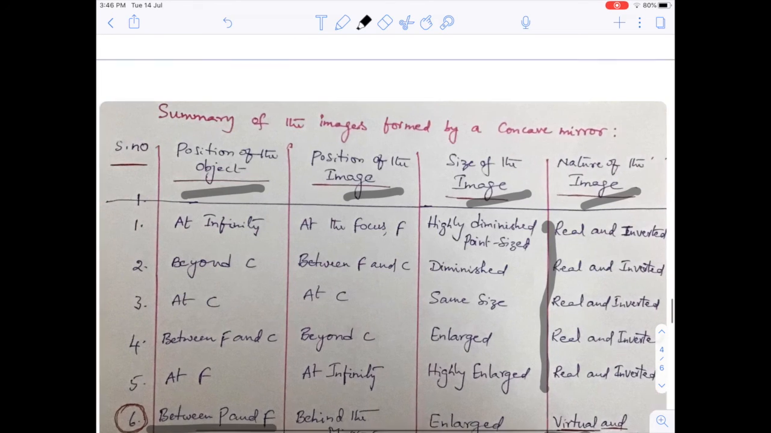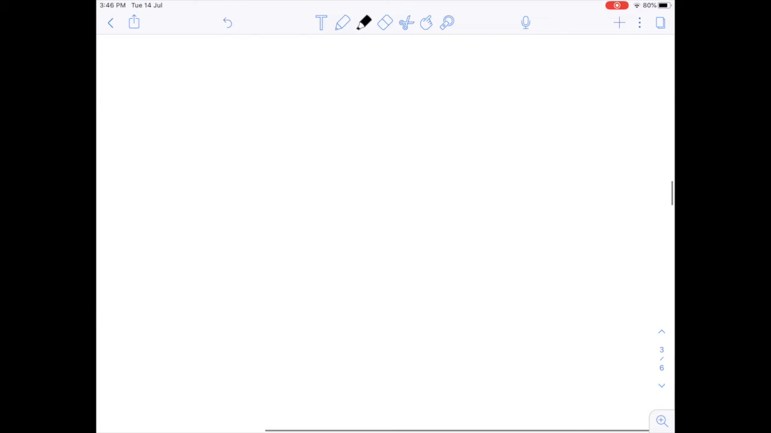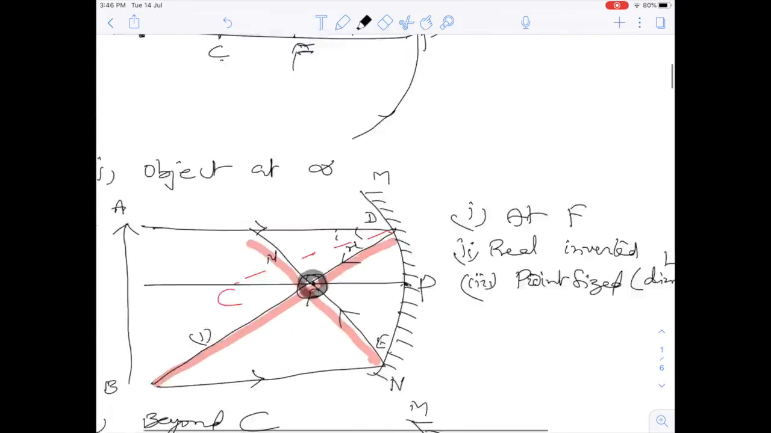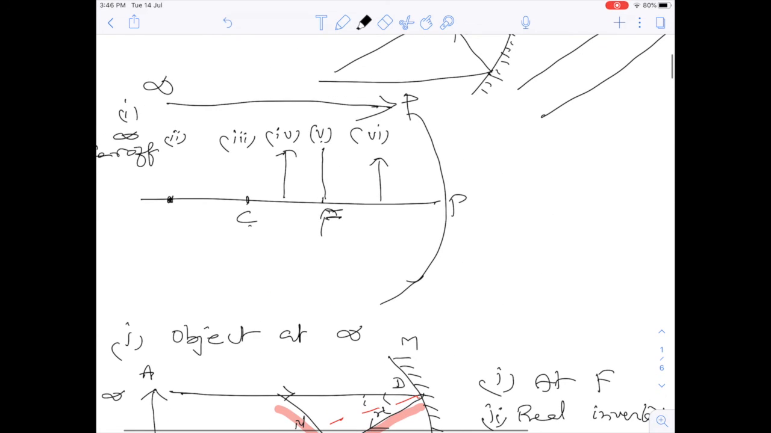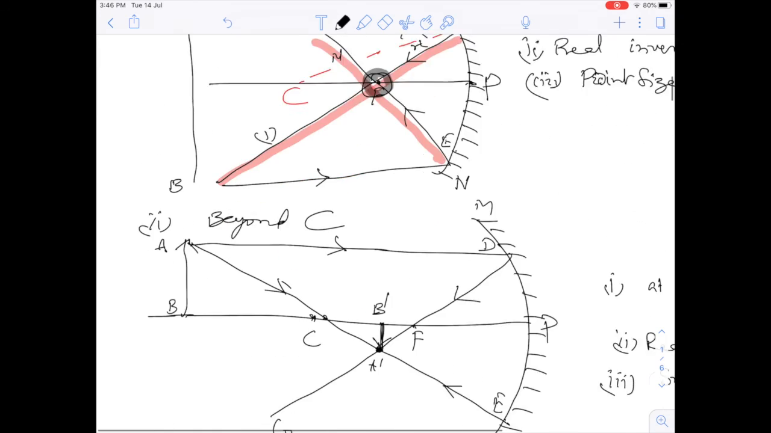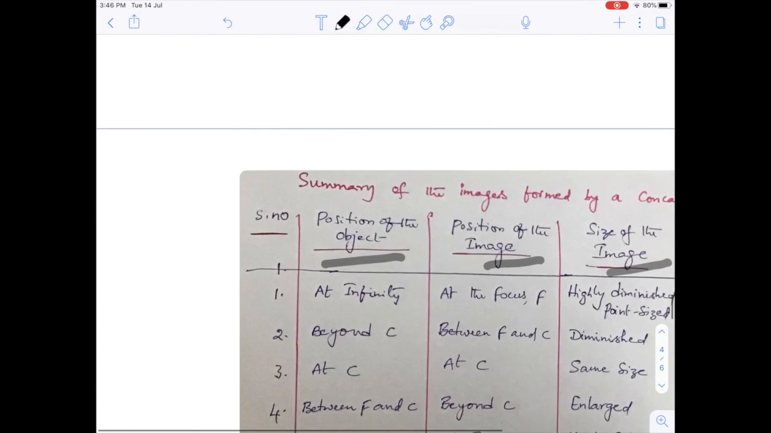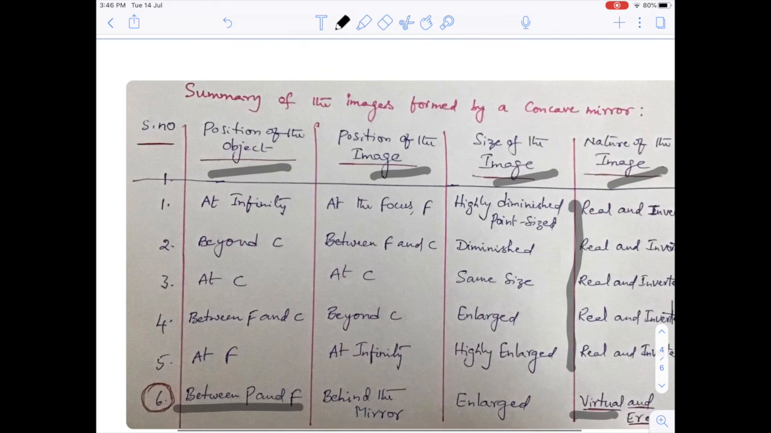So the image is forming and moving from behind the mirror in this direction. The image is moving in this direction, behind the mirror, focus, and between center and focus, like this, it is moving in this particular direction up to infinity. So this table summarizes, and that gives you the idea of how images are formed by a concave mirror.